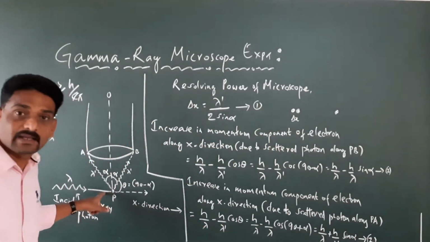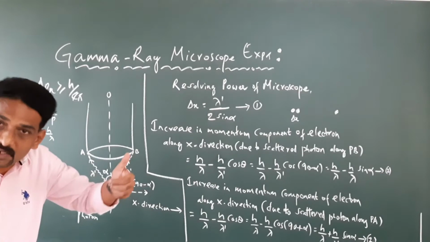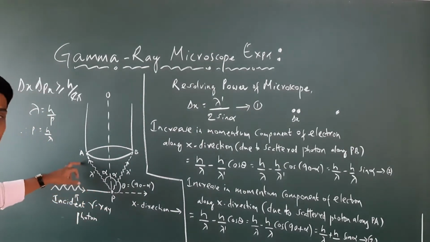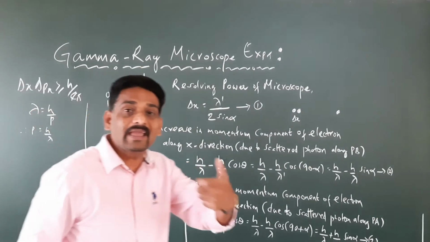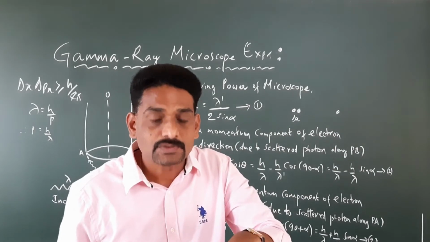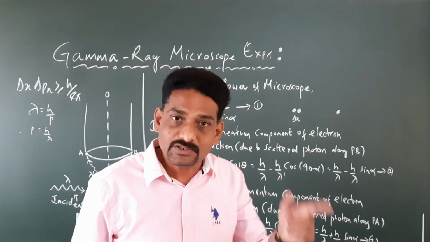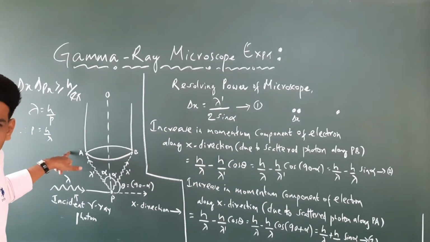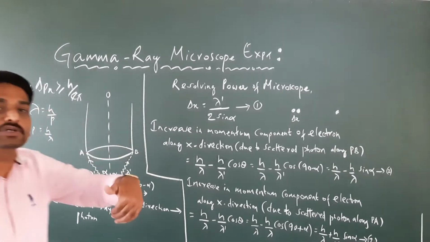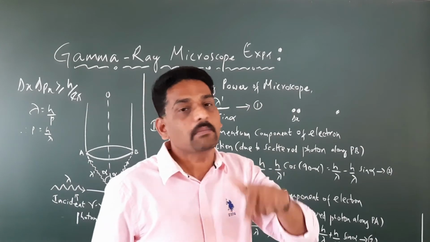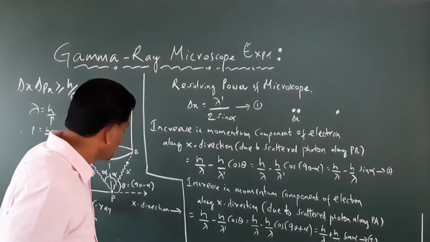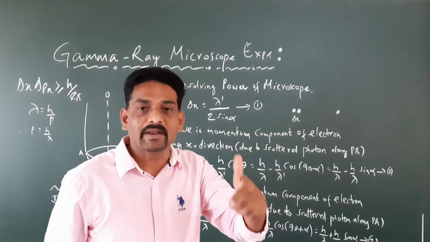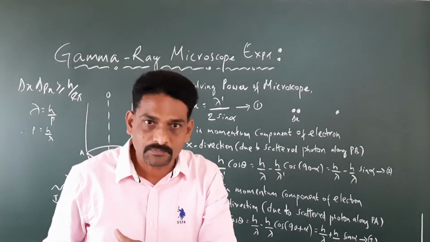What happens in the Compton scattering experiment? The electron gets recoiled and moves with a particular velocity. Right? So whatever momentum is lost by the photon is going to be the gain in the momentum by the electron. So what is the gain in the momentum of the electron? It is again h by lambda minus h by lambda dash. If we take the momentum along the x direction, the momentum gained by the electron is going to be h by lambda minus h by lambda dash into cos theta.